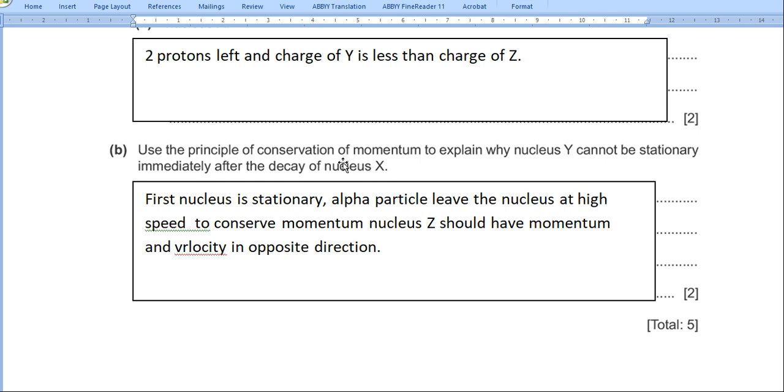Use the principle of conservation of momentum to explain why nucleus Y cannot be stationary immediately after the decay of nucleus X. First, nucleus is stationary. Alpha particle leaves the nucleus at very high speed. To conserve momentum, momentum at the beginning is 0, then suddenly we have alpha decay. So alpha particle is moving at high speed. It means that nucleus, although it is heavy, should also move in opposite direction. So should have velocity in opposite direction.